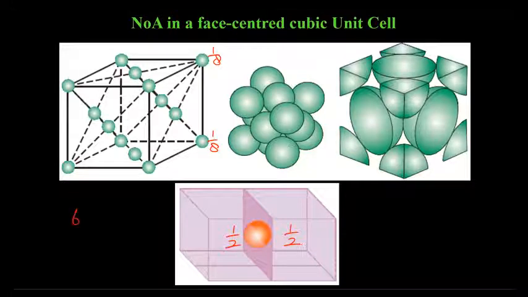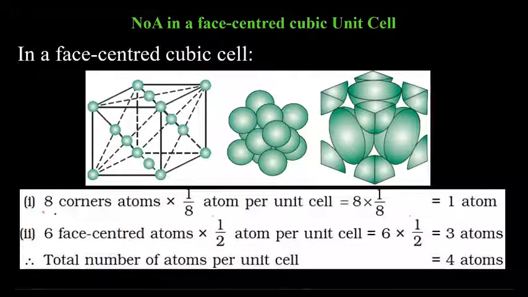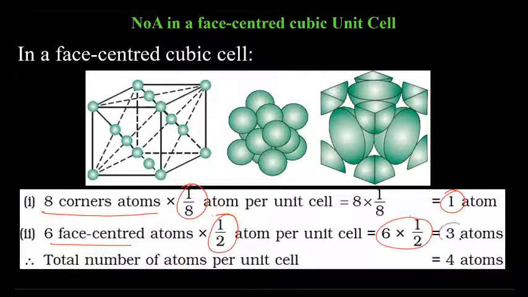The total contribution will be 6 multiplied by half, that is 3. So this is from faces only. Don't think that there will be only 3. There will actually be a total of 4 because corners will anyway be there. So what we will say: 8 corner atoms, 1 by 8 contribution, 1 atom from corners in total. 6 faces, 1 by 2 contribution, 6 into 1 by 2, 3 atoms. Total will be 1 plus 3, 4 atoms. So it means FCC will be much denser than BCC because here it is effectively 4 atoms in one unit cell.